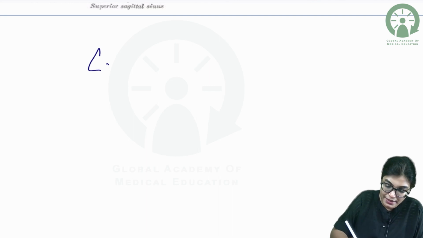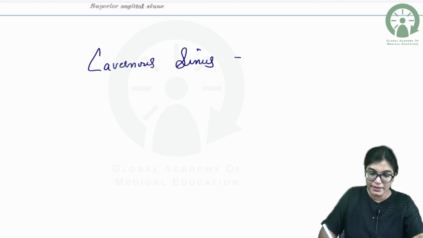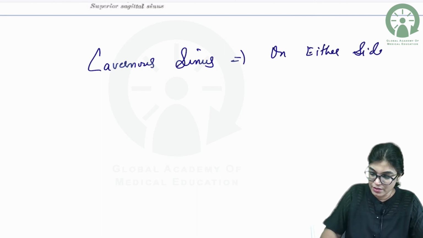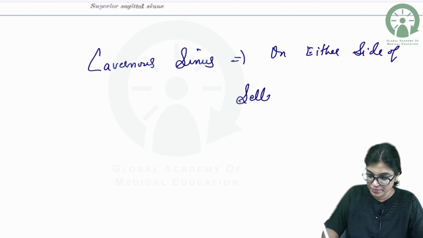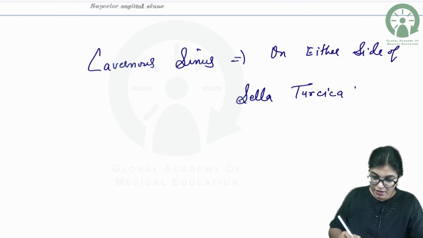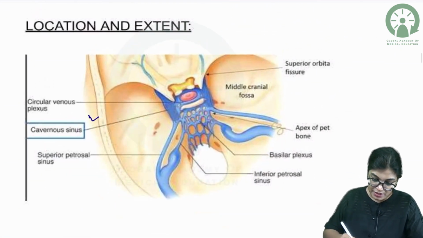So, the cavernous sinus is located on either side of the sella turcica. After that, I want you to do showing the extent. So, this is the cavernous sinus.